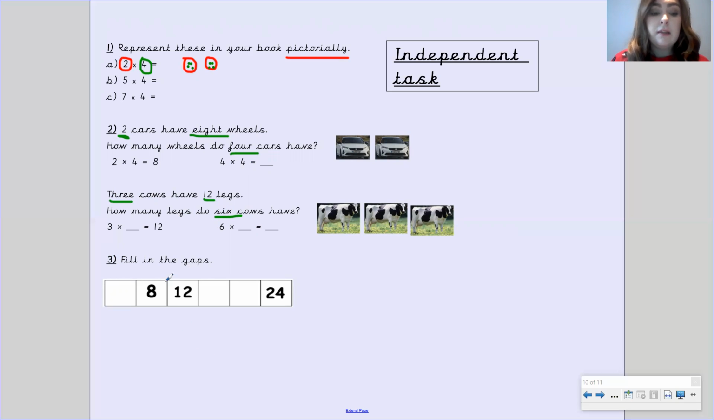Question number 3, you need to fill in the gaps. So using what we did yesterday, find the difference between these 2 numbers. What do you add to 8 to get to 12? And that will help you fill in the blanks.